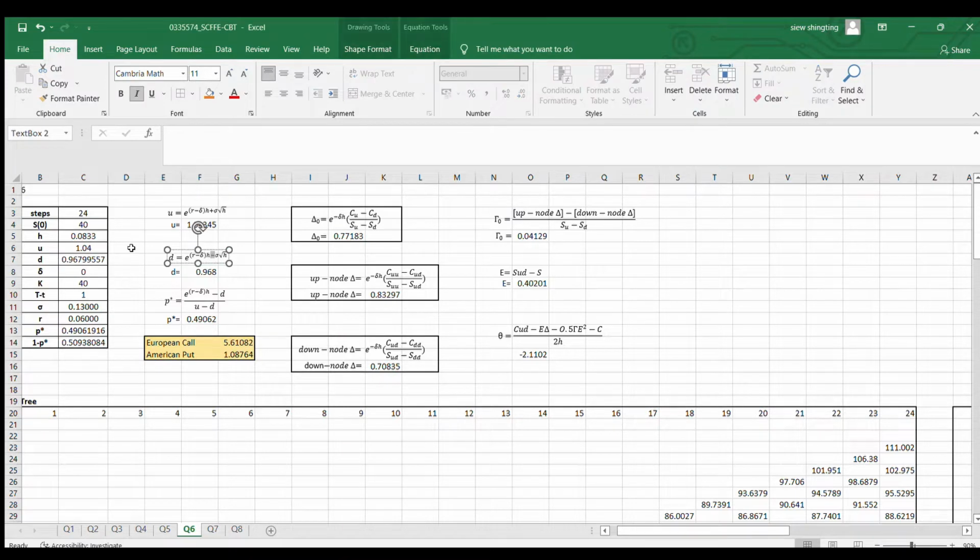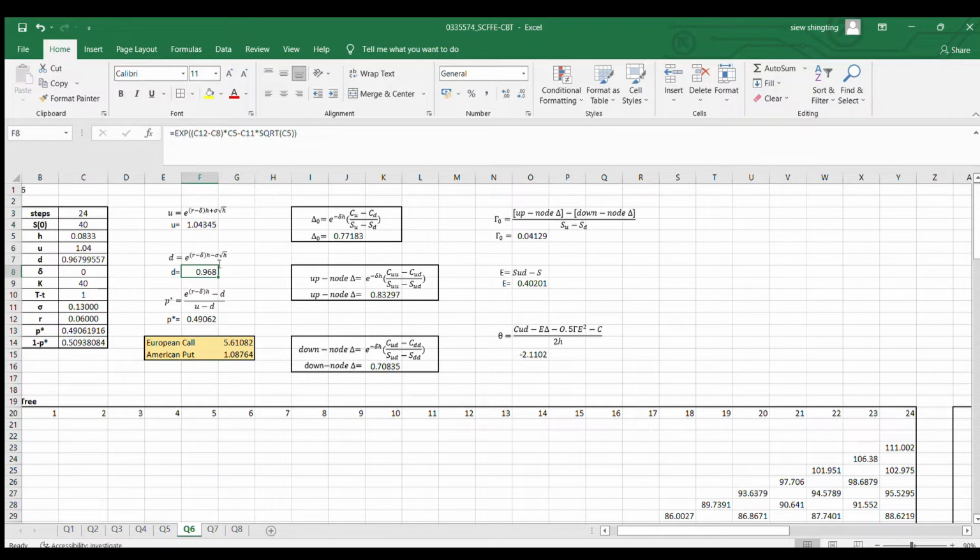For d, it's different from u. The sign here is minus, so we put the data all inside. We can see that we get 0.968.